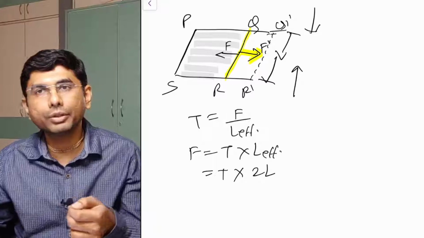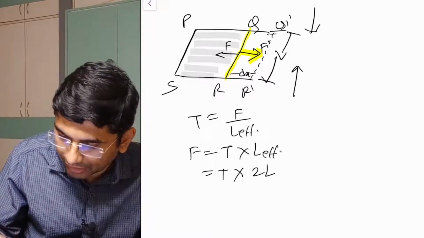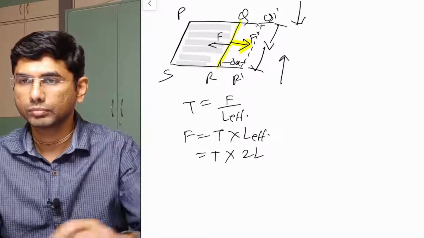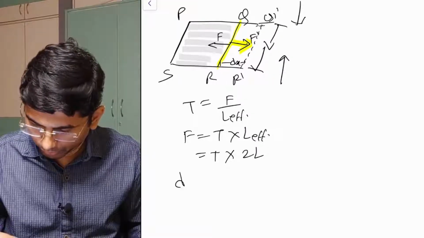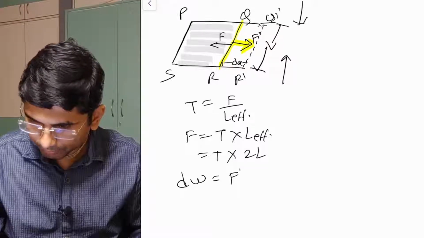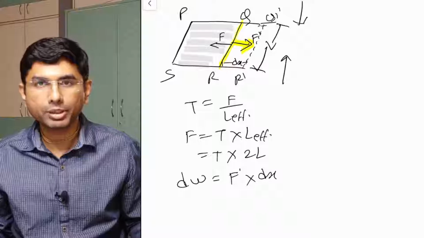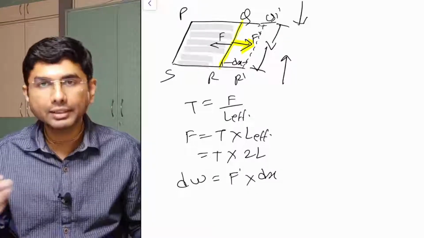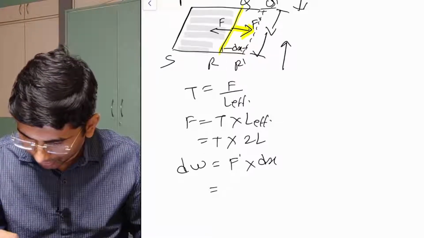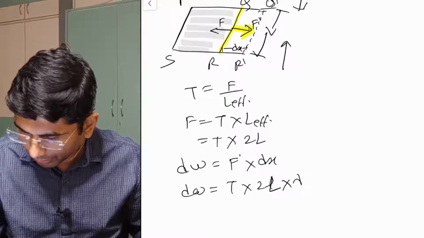Now if I stretch it to that position, the area is increasing. The shift which is happening I consider as a small dx. The work done is force, whatever force I have applied, F dash, into dx, the length I have increased. Force into displacement is our work done. Since F dash is nearly equal to F, I can replace it. The work done is then T into 2L into dx.